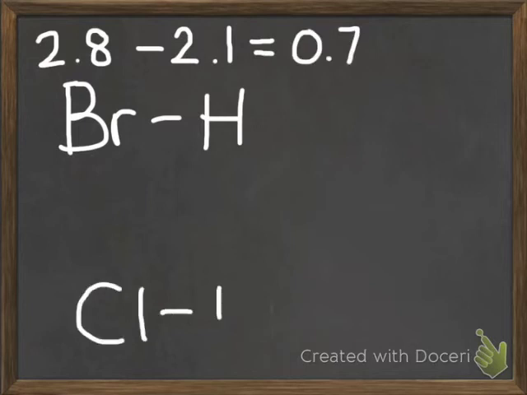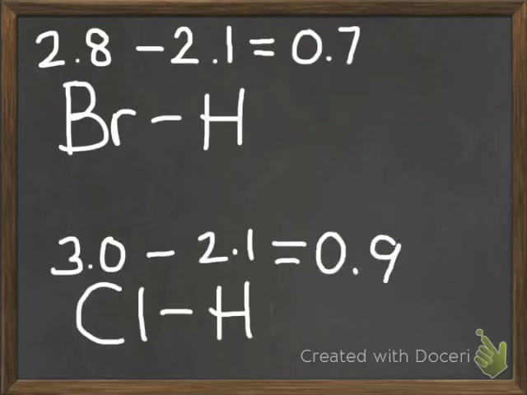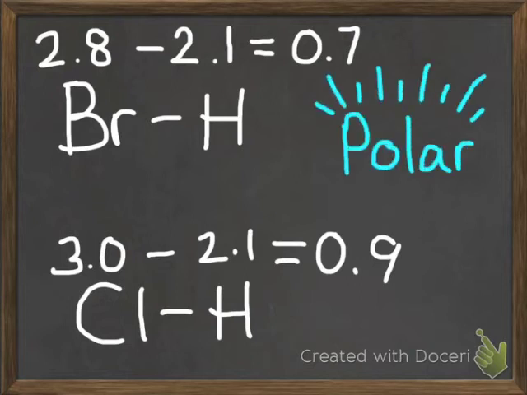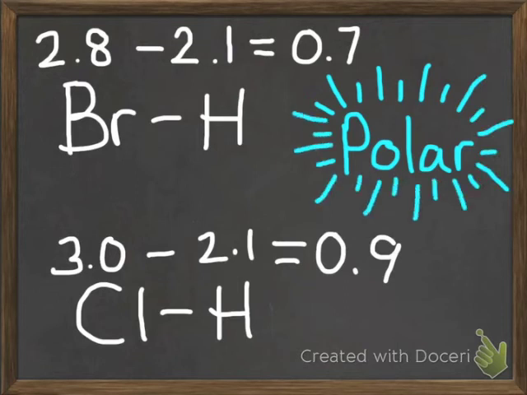So now let's take a look at a comparison between two molecules. Here we have bromine and hydrogen, and chlorine and hydrogen. These two molecules have a difference of 0.7 for the bromine and hydrogen and 0.9 for the chlorine and hydrogen. So we would say that both of these are polar bonds.